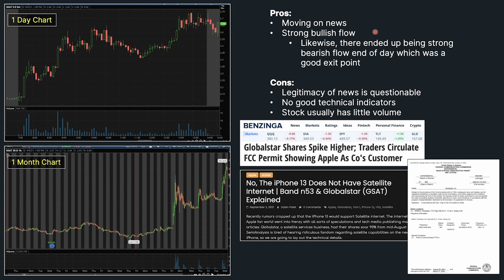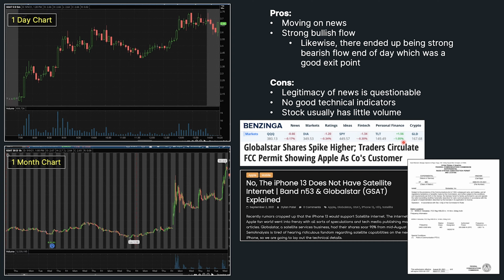However, the legitimacy of the news here was kind of questionable. There also weren't really any good technical levels. It's at an all-time high, so it's kind of uncharted territory. But going back to the news, there were a lot of reports early in the morning saying that there was an FCC permit issued that was showing GSAT as Apple's customer. However, if you went to the site and actually looked at that permit, nowhere does it mention Apple.